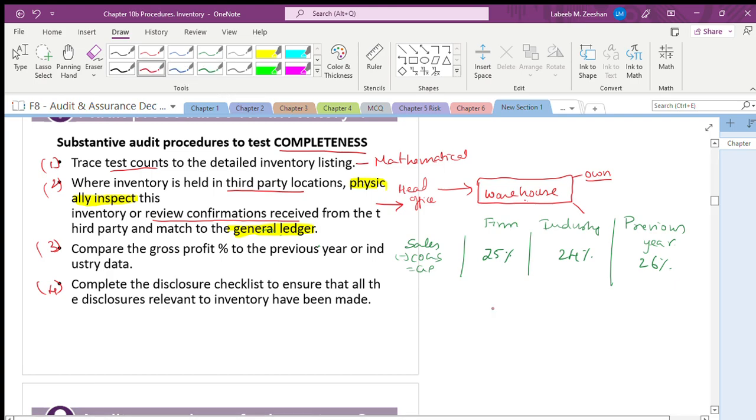But assume the firm is going to be 25%, the industry will be 14%, and the previous year is going to be 17%. This type of difference should not exist. We are going to cover this in the analytical procedures.